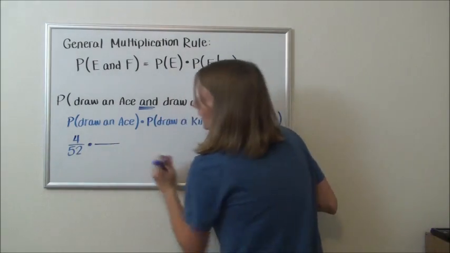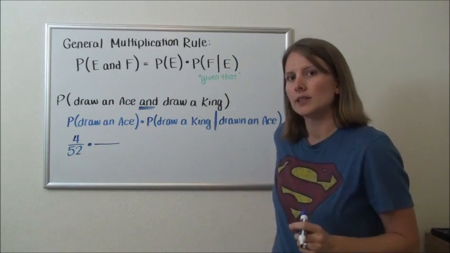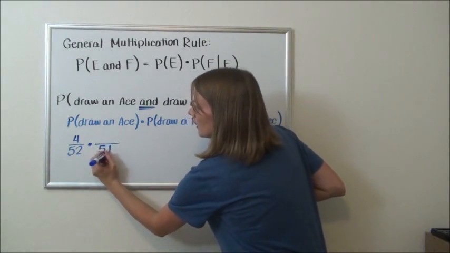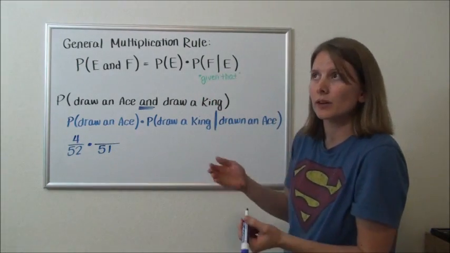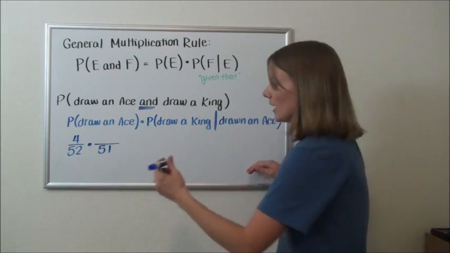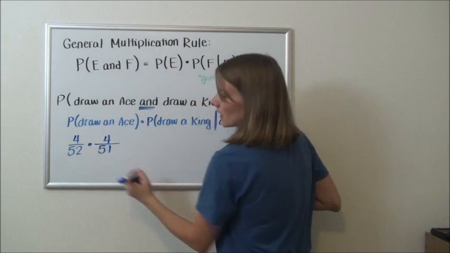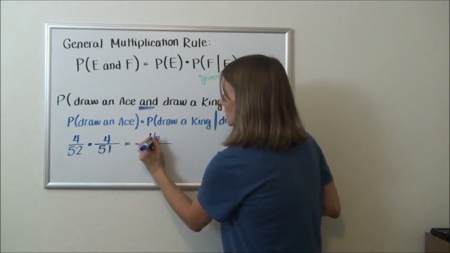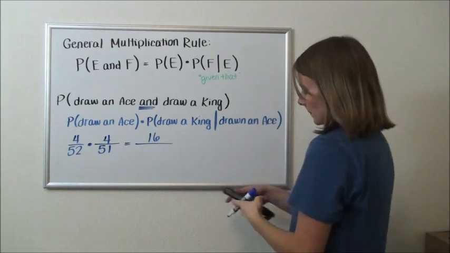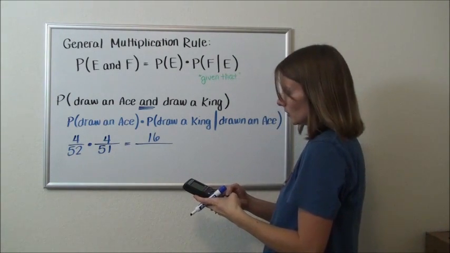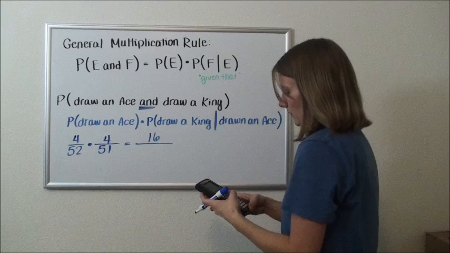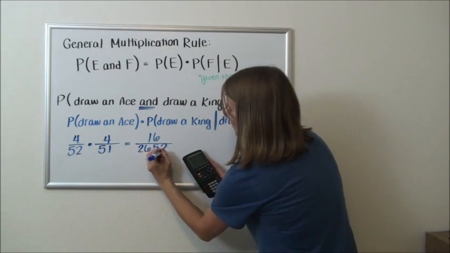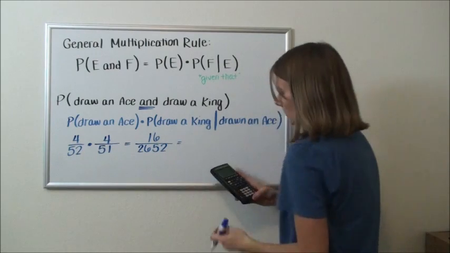So let's think about that new deck. If I draw an ace and I tuck it away, we said there's only 51 cards left in the deck. How many of those are kings? Well, if the one I drew was an ace and I tucked it away, there's still 4 kings in the deck. And same as before, I'm going to multiply straight across. The 4 times 4 gives me 16. But now I have a 52 times a 51, which is 2652. Different than the 2704 we had before.